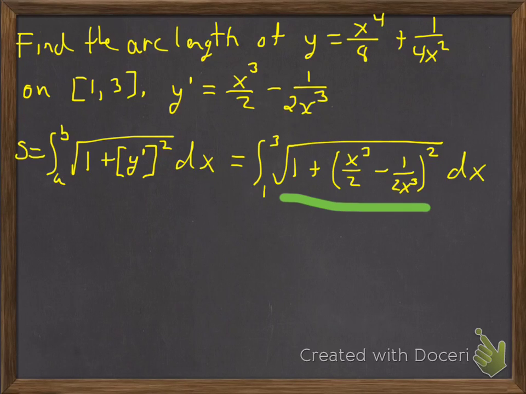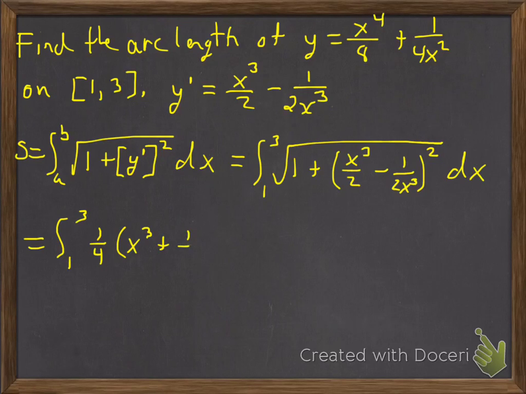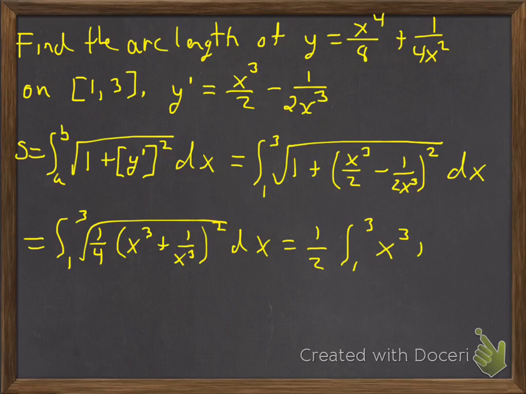So again, the goal was to see if that was a perfect square. If it's a perfect square, then we'll undo that square root. So from our work on the last slide, that's the integral from 1 to 3 of the square root of 1/4 times x cubed plus 1 over x cubed, quantity squared, dx, and we can go ahead and simplify it. So the square root of 1/4 will be 1/2, and we can go ahead and factor that out of our integral from 1 to 3, and the square root and square will absorb, so then we have x cubed and then x to the minus 3, dx.